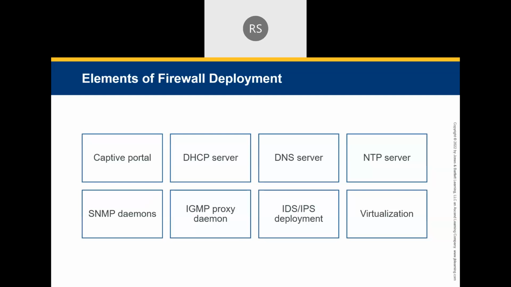The IGMP proxy daemon manages the Internet Group Management Protocol. This is done for efficient multicasting, enabling devices to join or leave multicast groups. The IDS/IPS deployment implementation enhances security by detecting and preventing malicious activities on the network. And finally, virtualization. These technologies create virtual instances of firewalls, and that's done to optimize resource utilization and provide flexibility in the deployment.